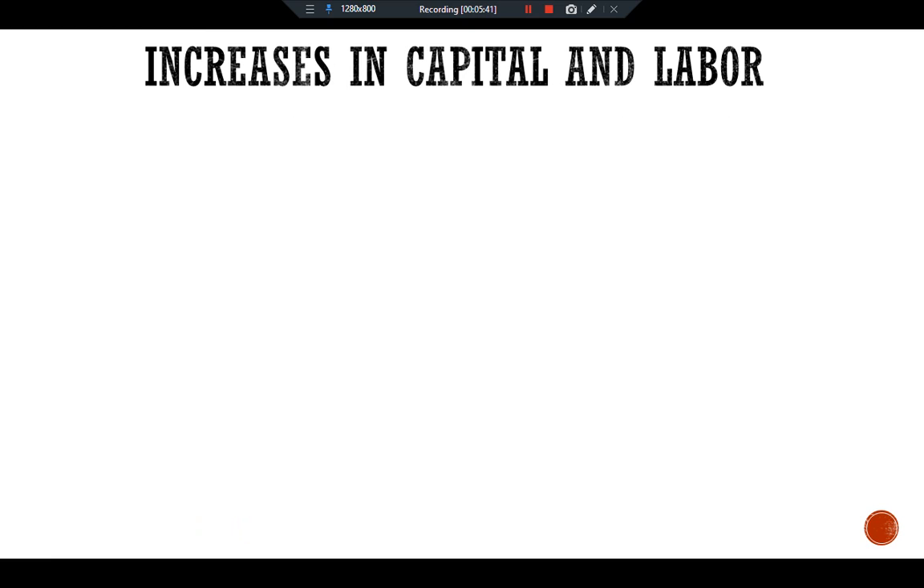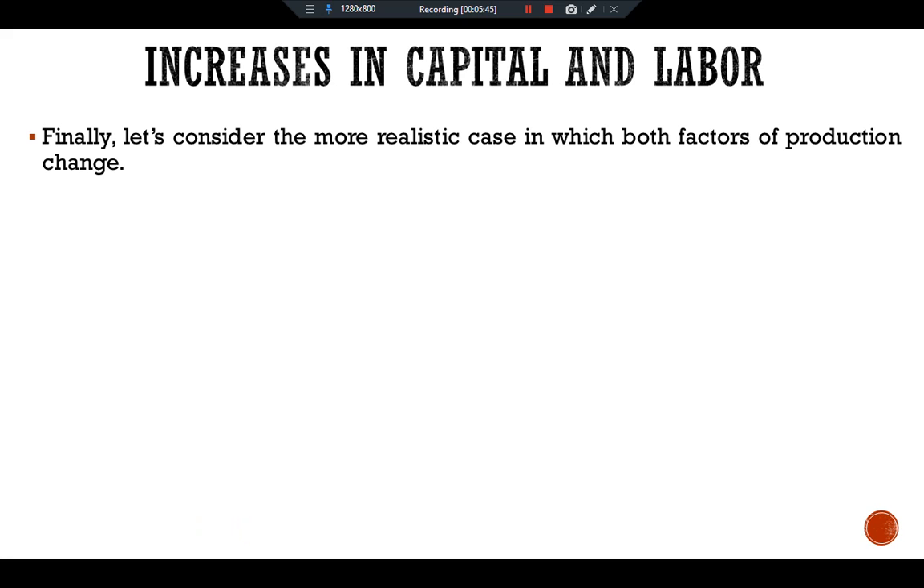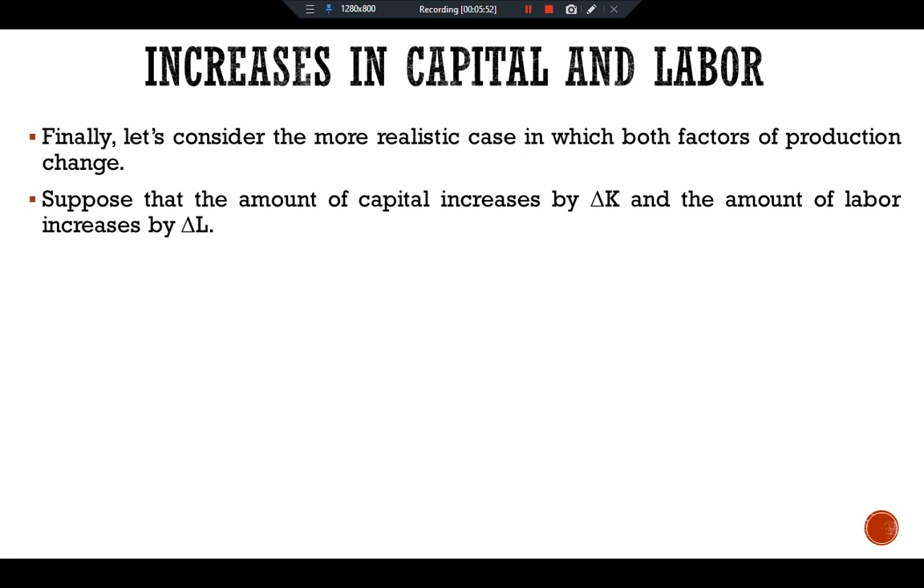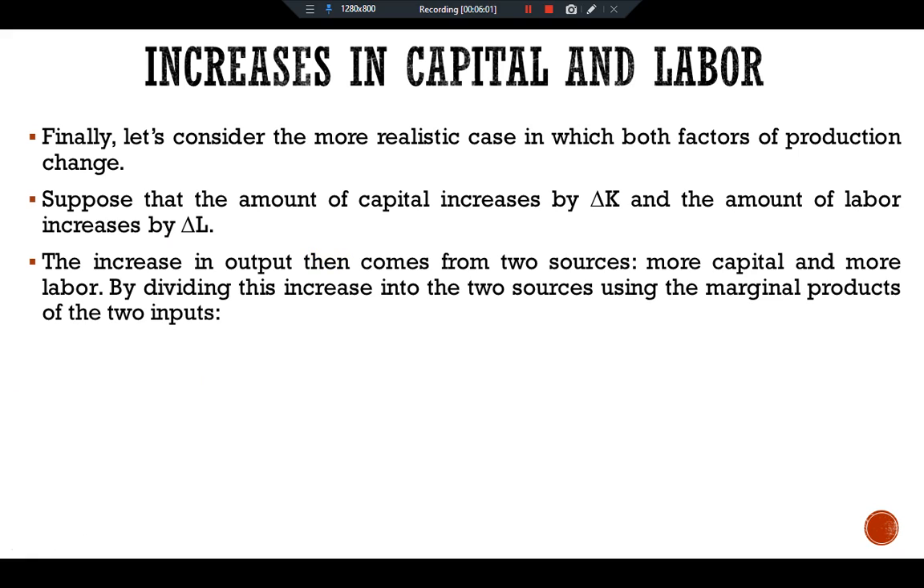Increases in capital and labor. Finally, let's consider the more realistic case in which both factors of production change. Suppose that the amount of capital increases by delta K and the amount of labor increases by delta L. The increase in output then comes from two sources. The first one is more capital and more labor.